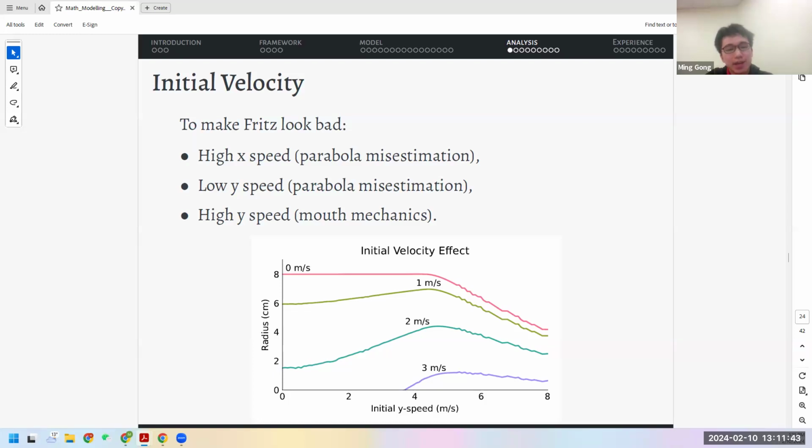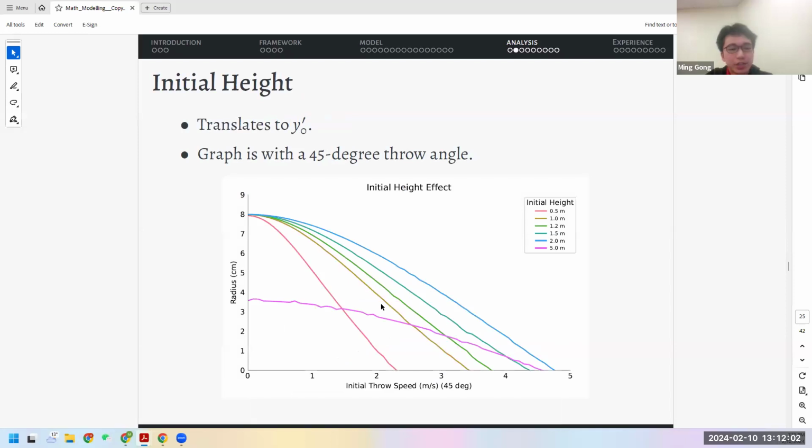And a high y velocity also makes catching harder due to mechanical limits on how fast the mouth can open and close. So overall, there's an optimal range of y speed here. You can see the curve is increasing and then decreasing, while faster x speed generally makes catching harder. It monotonically decreases.